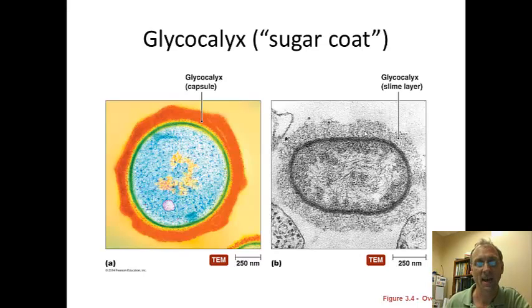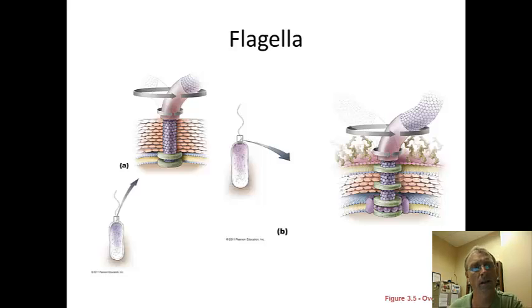A microorganism that has a capsule or a slime layer is able to get away from these things that might try to destroy it. The second structure we're going to look at is an optional structure found on some prokaryotes, but not all, and it's called the flagella.